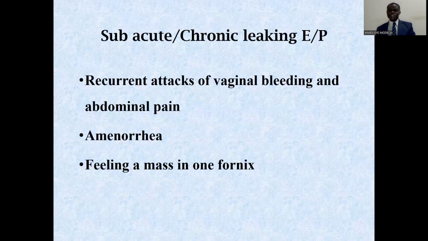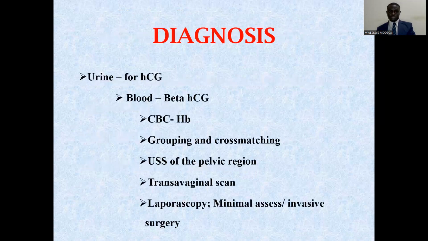What about those signs and symptoms when the problem becomes chronic? There are recurrent attacks of vaginal bleeding and abdominal pain, amenorrhea is still there, then the person affected will feel a mass in one fornix. How do we diagnose ectopic pregnancy?